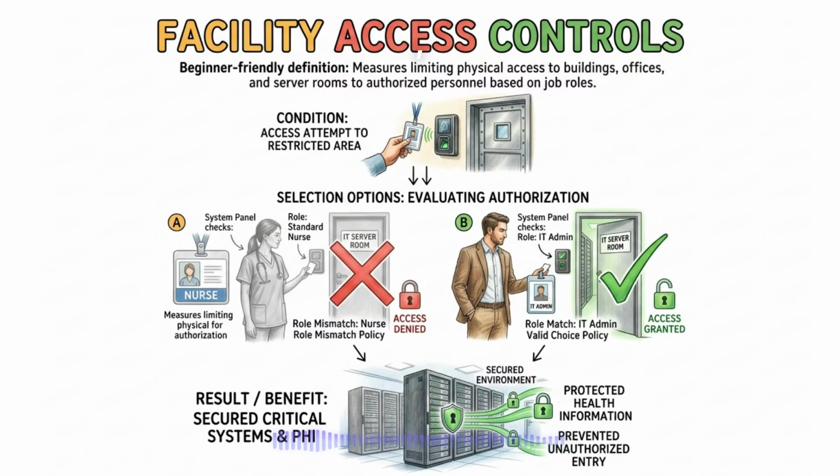Let us begin with physical safeguards, specifically focusing on facility access controls. These are the measures an organization takes to limit physical access to its buildings, offices, and server rooms, ensuring that only authorized personnel can enter. This includes using ID badge readers at entrances, employing security guards, or utilizing biometric scanners like fingerprint readers.